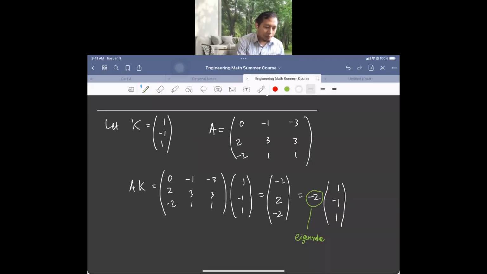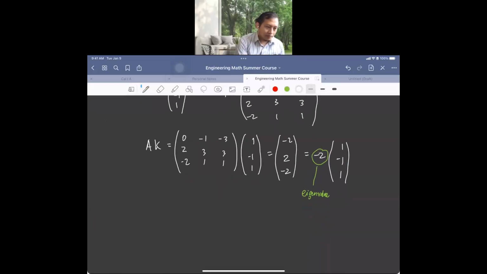Now, from this k and A, we call this negative 2 our eigenvalue. And then we can write the property to solve this matrix algebra. We can write that A minus lambda identity multiplied with k is supposed to be 0.